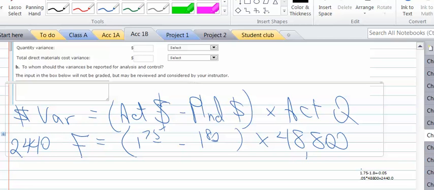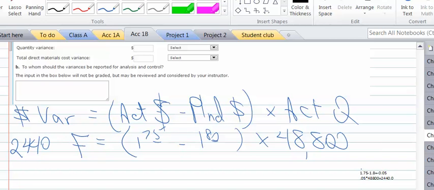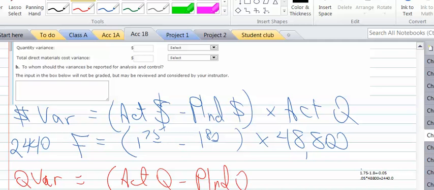Next, I need to do my quantity variance. The quantity variance, I'll do that in red. I'm going to grab my formula. Quantity variance is equal to my actual quantity minus my planned quantity times my planned price.